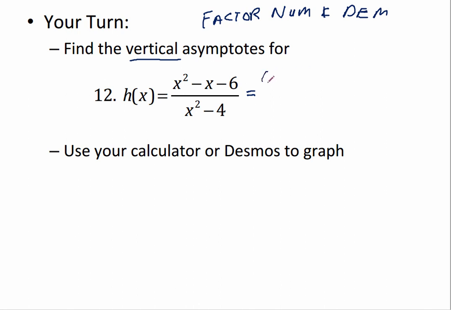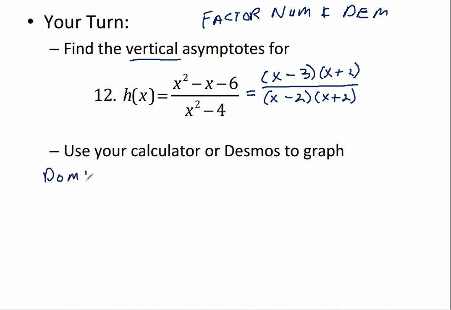So if I factor the numerator here, I'm going to get x minus 3 times x plus 2. And recognizing that as a difference of two squares in the denominator, I'm going to get x minus 2 times x plus 2. All right, now, before we go any further, let's do the domain of this function based upon that. We see the domain is the set of x's such that x is not equal to 2 and x is not equal to negative 2. Those two values will cause division by 0.